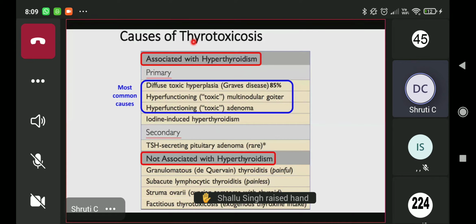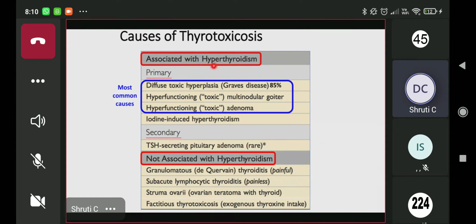Now, thyrotoxicosis can be associated with hyperthyroidism. It can be without hyperthyroidism. What does it mean? Basically, thyrotoxicosis is increased thyroid hormones. When there is actual increase in biosynthesis of thyroid hormones, then it is known as thyrotoxicosis associated with hyperthyroidism. And if there is increase in thyroid hormones, but there is no increase in production, the increase is due to some other reason, maybe due to destruction of the thyroid gland, due to inflammation, etc., then it is thyrotoxicosis not associated with hyperthyroidism.